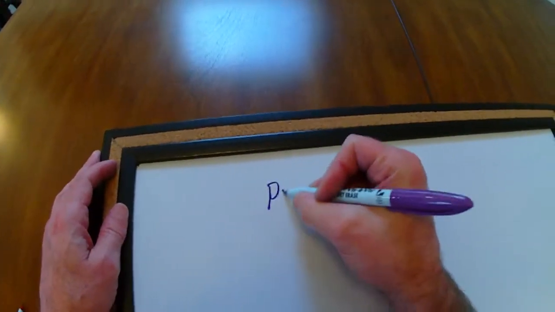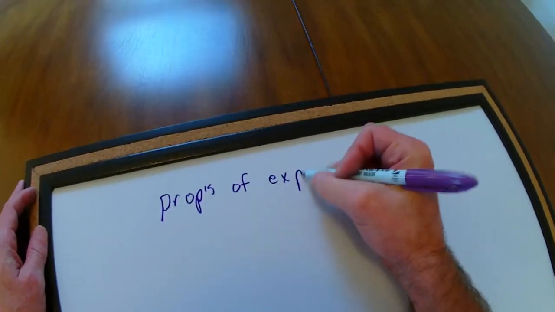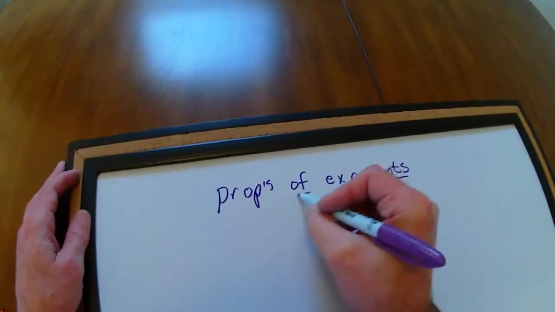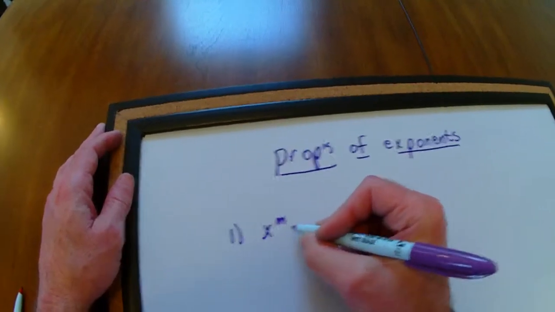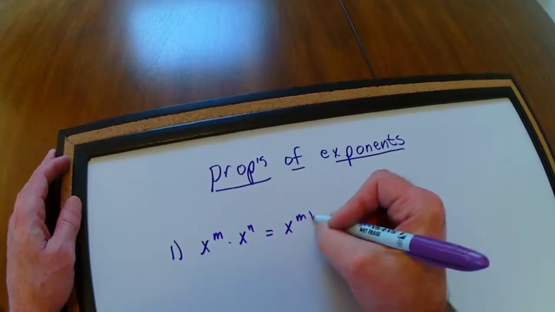Okay, for this video we're going to review some properties of exponents. Now there's a lot of them, and I may not go through all of them in this video, but we'll go through quite a few of them. Okay. So the first one is that if you have x to the m times x to the n, you add the exponents, m plus n.